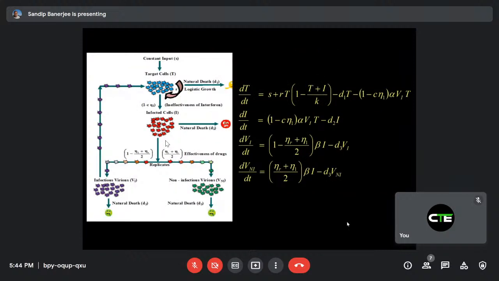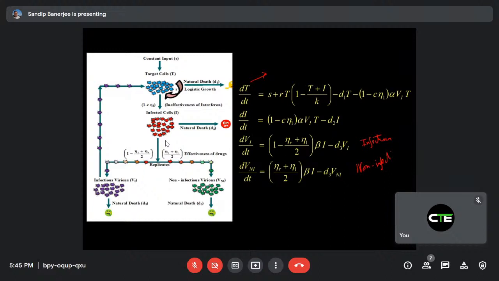So when you first model, obviously there will be hundreds of components there. But in the hands of the mathematical modeler, there are limitations, so we will choose mostly the most important components. What are the components here? T is the uninfected liver cell. I is the infected liver cell. V is the infectious virus, and VNI is the non-infectious virus.